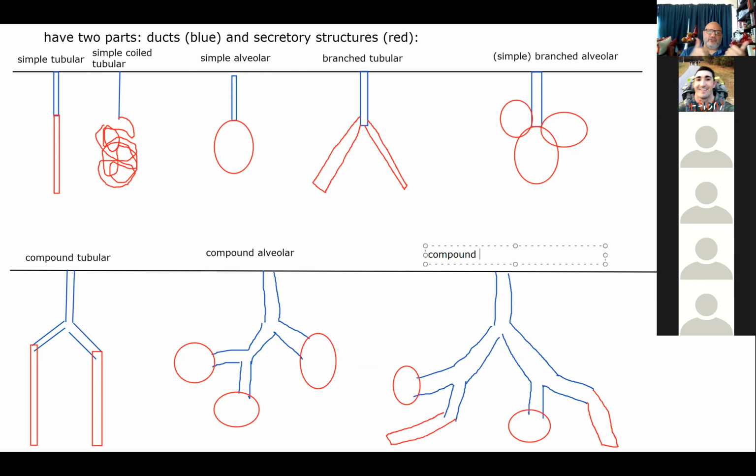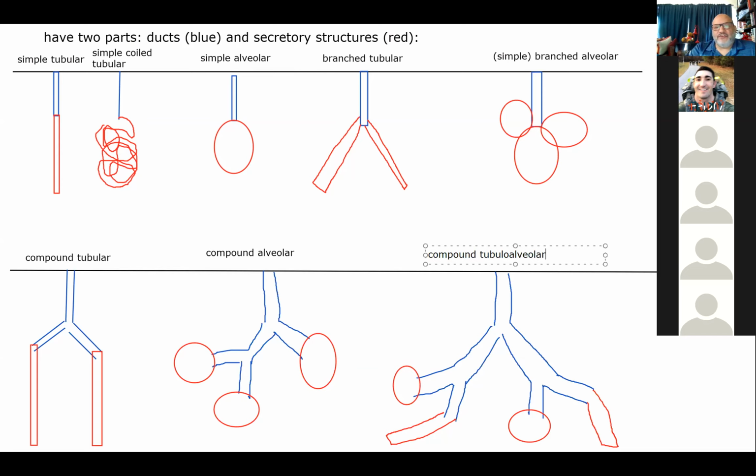But this one has both tubes and alveolar in it, right? So we need a way of saying both. And the way we say both is by mashing the 2 words together. This is a compound tubulo-alveolar, all one word, tubulo-alveolar gland. So these 7 plus the 1 unicellular gland are your 8 structural classifications of exocrine glands.